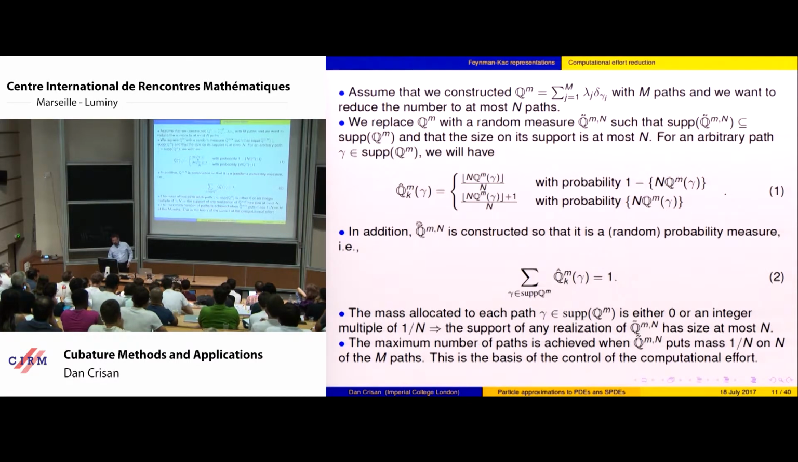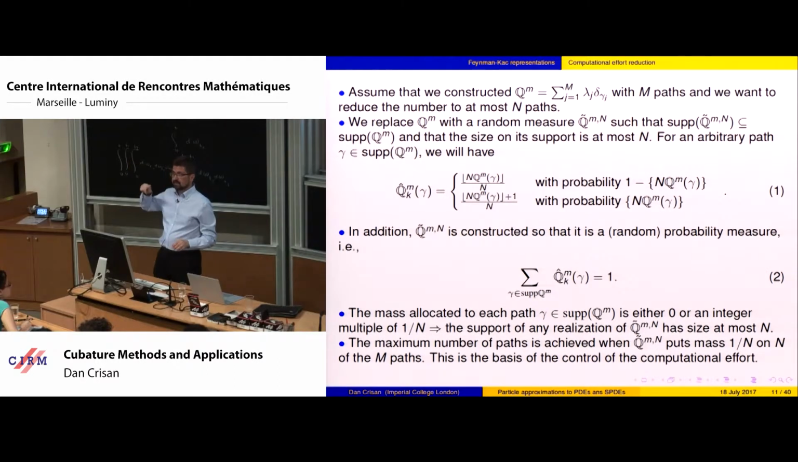And the law of the mass that this truncated cubature puts on each path is given by this formula. I'm not going to go through it, but I only want to mention that the mass that it puts on each of these paths is chosen so that it approximates the corresponding lambda I, the corresponding cubature weights, to within 1 over n. And that's the important thing.